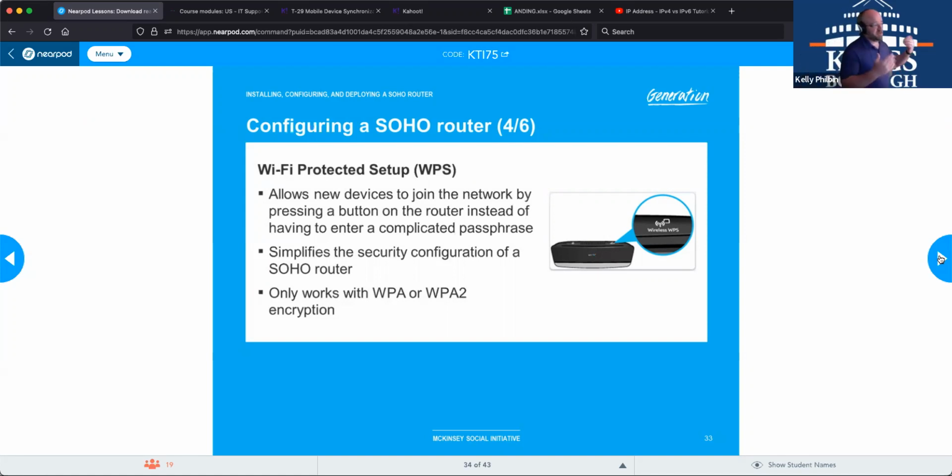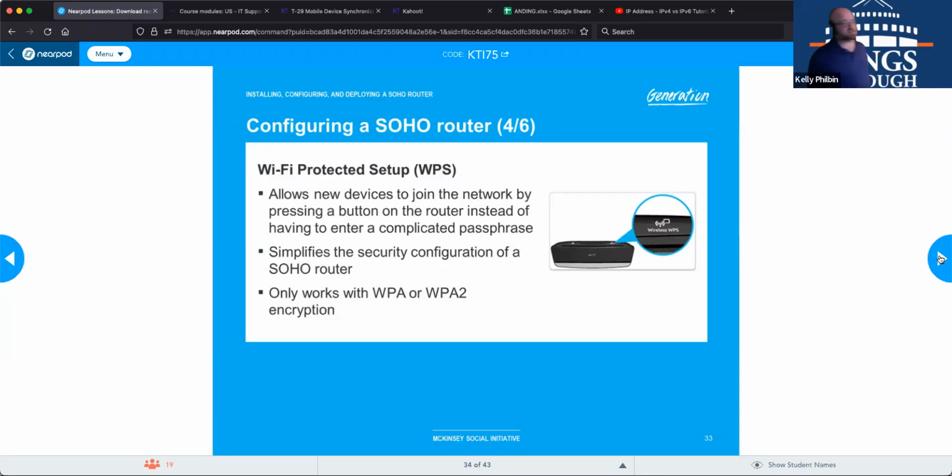It allows new devices, this is the WPS window, Wi-Fi Protected Setup. It allows new devices to join the network by pressing a button, which you've probably had to do before on a printer or something like that. Even many routers have it today, where you just press the button and it allows you to automatically connect to that device, instead of having to enter the complicated passphrase and all that kind of fun stuff. It is supposedly to simplify the security configuration of SOHO routers, and it only works on WPA or WPA2, does not work on WEP.